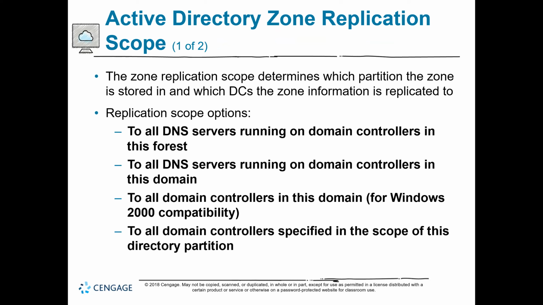Active Directory zone replication scope. The zone replication scope determines which partition the zone is stored in and which DCs the zone information is replicated to. Replication scope options: to all DNS servers running on domain controllers in the forest, to all DNS servers running on domain controllers in this domain, to all domain controllers in the domain for Windows 2000 compatibility, or to all domain controllers specified in the scope of this directory partition.